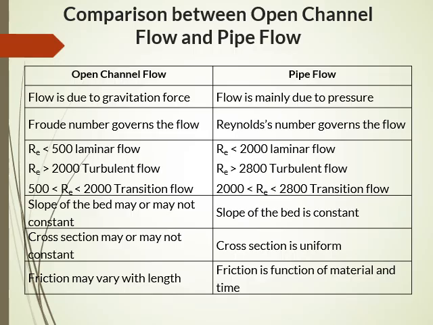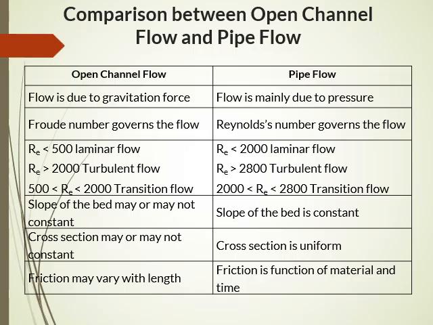In case of open channel flow, the slope of the bed may or may not be constant. For example, a river starts from one place and ends at another place. So along the length of the river, the channel slope may vary from place to place depending upon erosions. So the slope may or may not be constant.